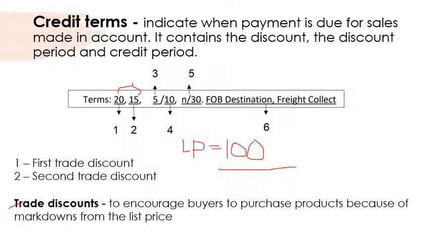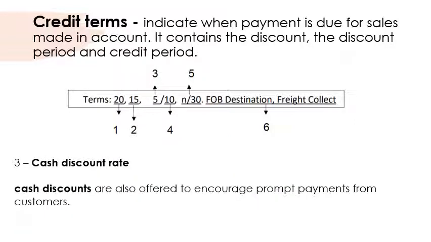Next, number 3 is our cash discount rate. Cash discounts are offered to encourage prompt payments from the customers. This cash discount is an incentive for the buyer if the buyer pays within the discount period. This type of discount is recorded in the books of accounts. On the side of the buyer, that's a purchase discount, and on the side of the seller, that's a sales discount.